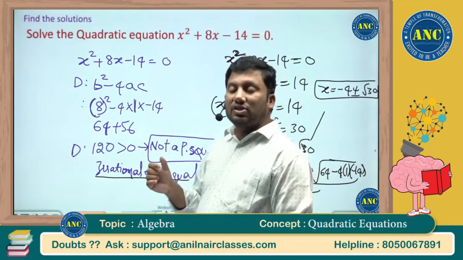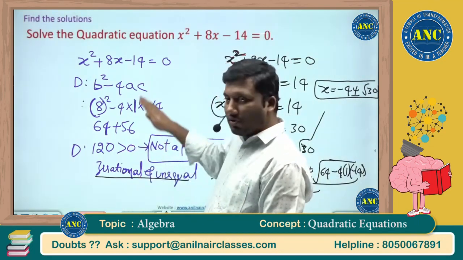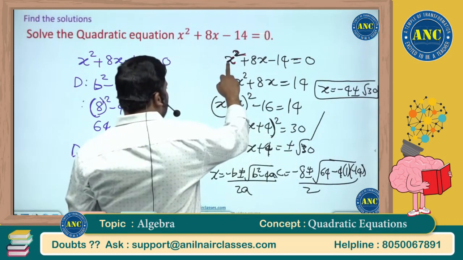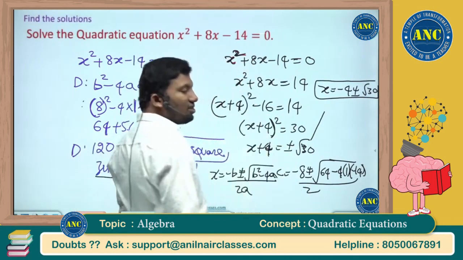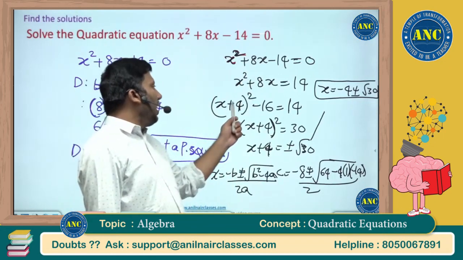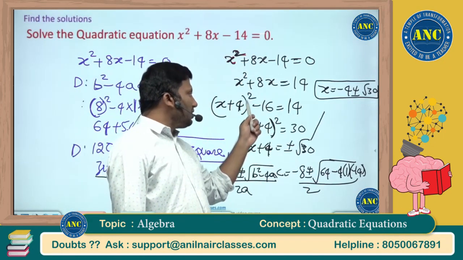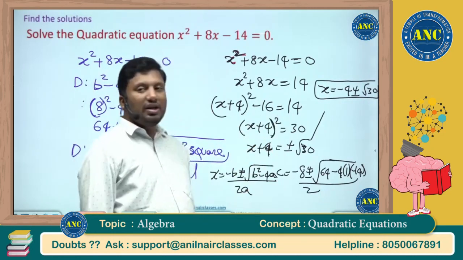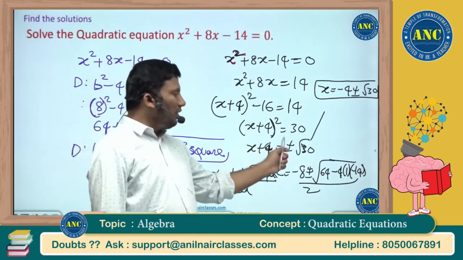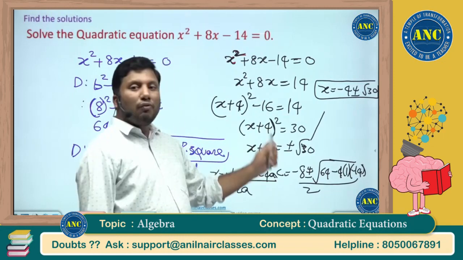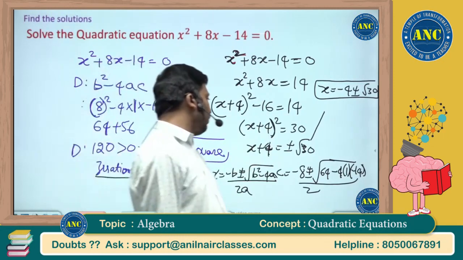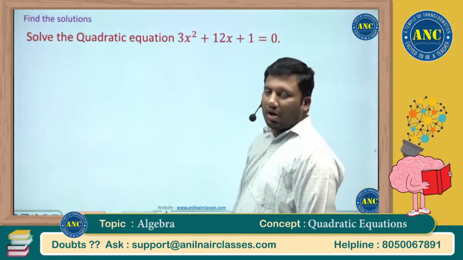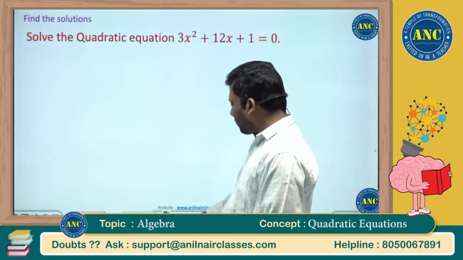D is greater than 0 and not a perfect square. This is the method to be followed. Find out the squares. X square plus 8x, where 8x is 2 into x into 4. Add 16 and subtract 16. So minus 16 goes to the right hand side, it is plus 30. X plus 4 will become plus or minus root 30. 4 goes to the left hand side: minus 4 plus or minus root 30. Very, very good question. Solve the quadratic equation.